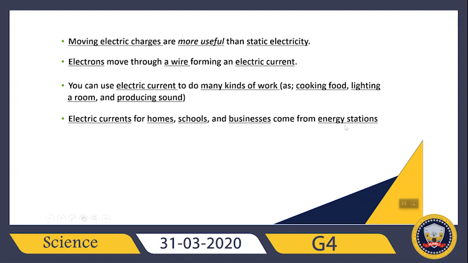From energy stations or from electricity generation stations, not from batteries. We cannot switch on lights or a television, washing machine, and other electric devices in the schools, in the hospitals, in factories by batteries. Of course not, impossible. So the electricity coming to the homes, schools, and businesses, offices, factories, companies, always comes from energy stations, not from batteries.